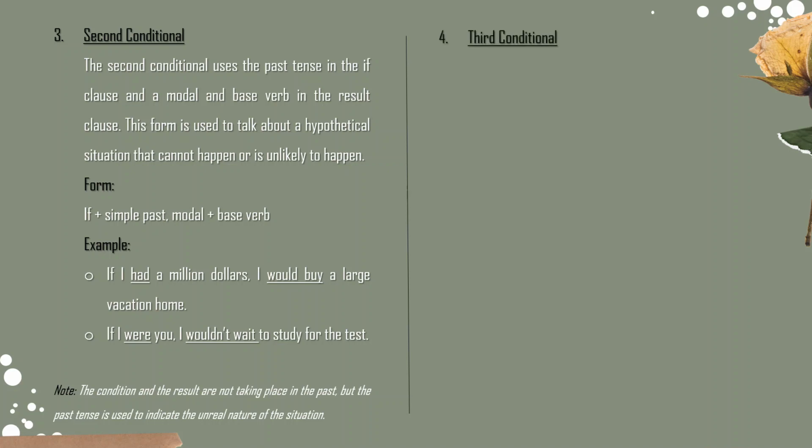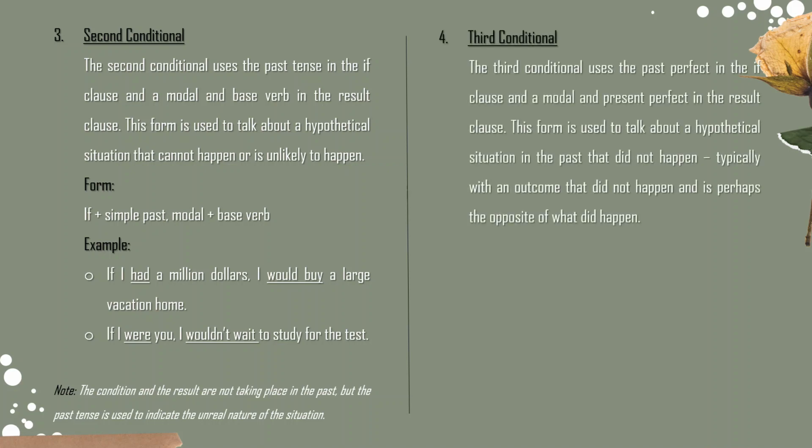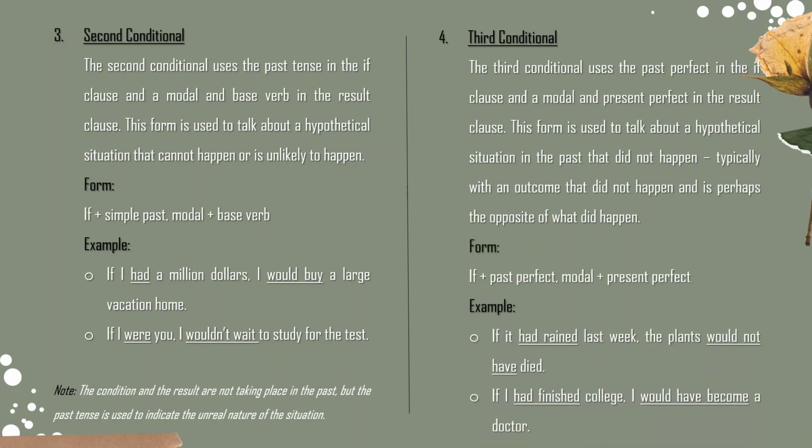So next, third conditional. The third conditional uses the past perfect in the if clause and a modal and present perfect in the result clause. This form is used to talk about hypothetical situations in the past that did not happen, typically with an outcome that did not happen and is perhaps the opposite of what did happen. For the formula: if plus past perfect, comma, modal plus present perfect. For the example, if it had rained last week, the plants would not have died. The second example, if I had finished college, I would have become a doctor.